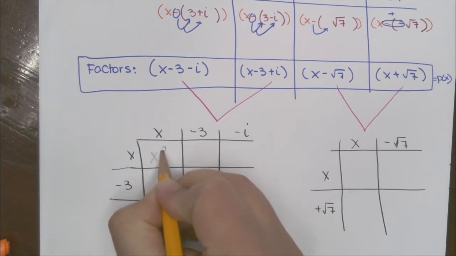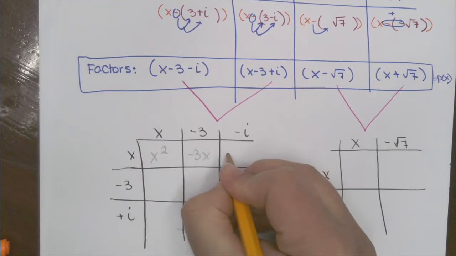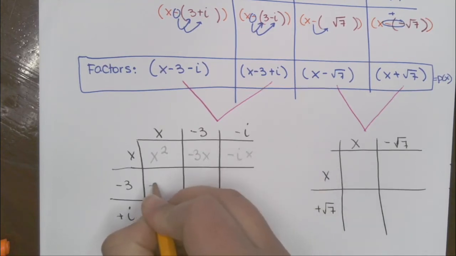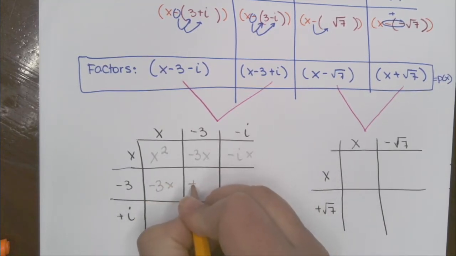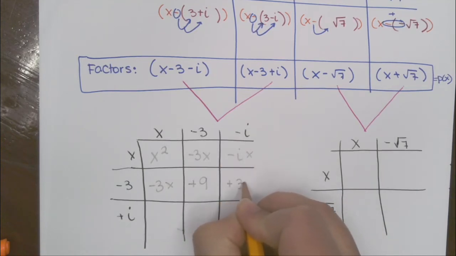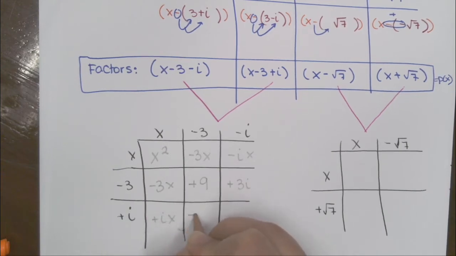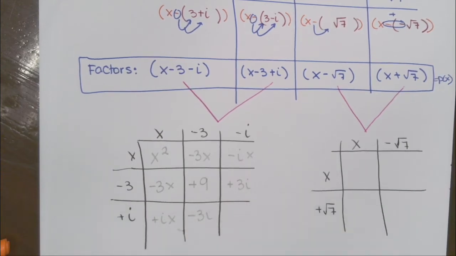So we got x squared. Here we got negative 3x. Here we got negative ix. Negative 3x. Here we got a positive 9. Here we got a positive 3i. Here we got a positive ix. Here we got a negative 3i. And here we have, this one's fun.